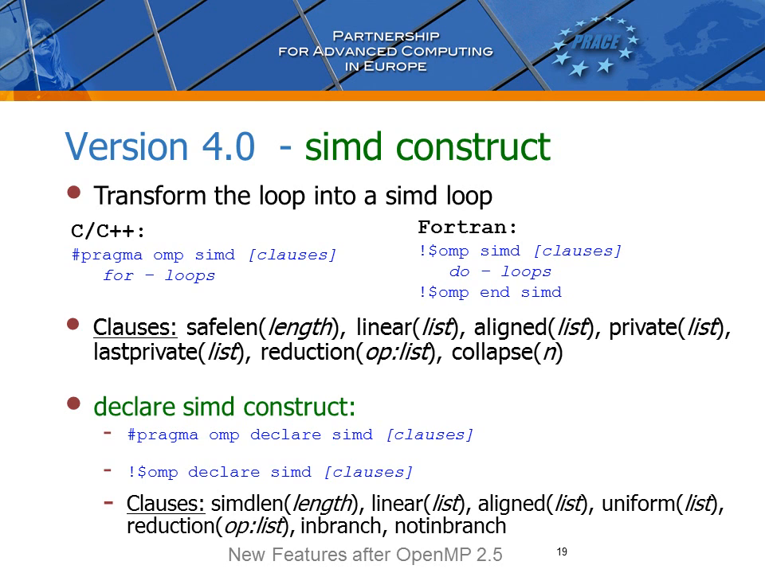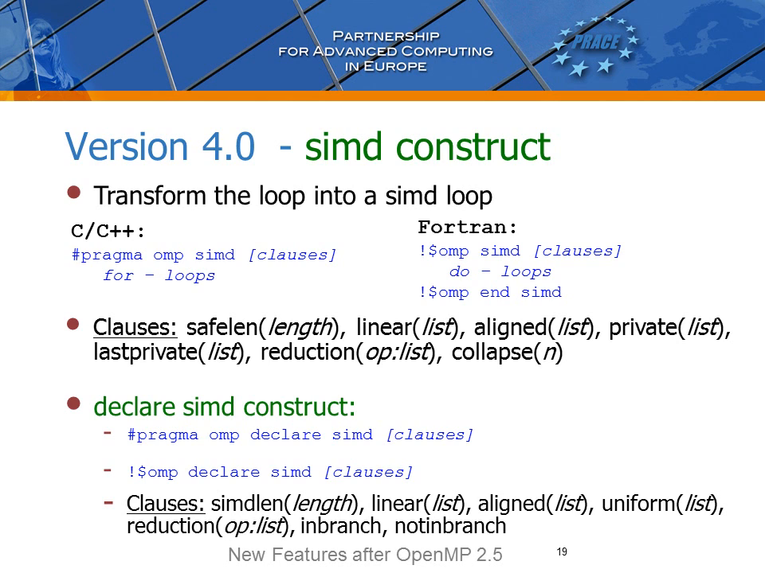The safelen clause limits the number of iterations in a SIMD chunk. Its parameter must be a constant positive integer. The linear clause lists variables with a linear relationship to the iteration space. Aligned declares one or more list items to be aligned to the number of bytes expressed in an optional parameter. Other clauses have the usual meanings.